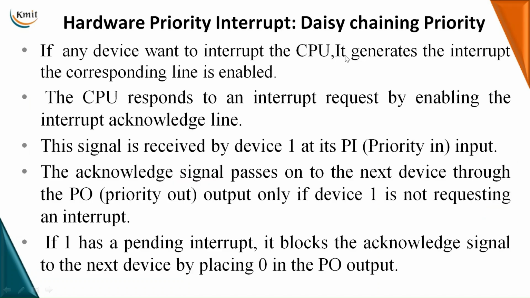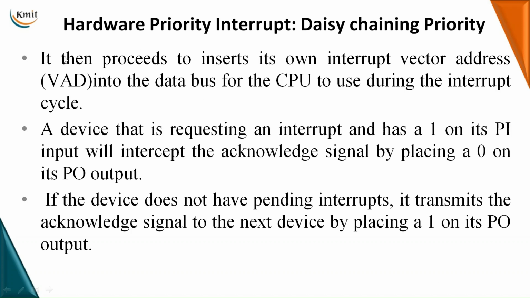If any device wants to interrupt the CPU, it generates an interrupt. The corresponding line will be enabled and the CPU responds to the interrupt by enabling the interrupt acknowledgement line. This signal is received by device 1 as its priority input. This acknowledgement signal passes to the next device through PO only if device 1 is not requesting an interrupt. If device 1 has a pending interrupt, it blocks the acknowledgement signal to the next device by placing a 0 on the PO output.